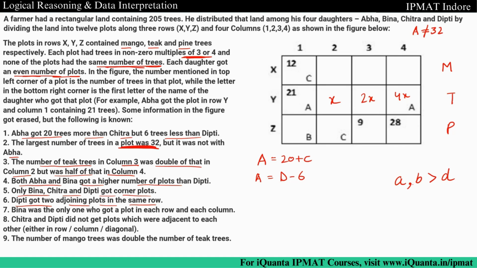So let's go to the next clue. Beena was the only one who got a plot in each row and each column. So we'll provide Beena a plot in each row and each column. Okay. Then we have the 8th one.